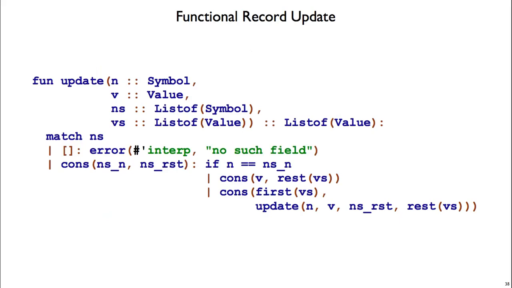Update does a match on the list of names. If the list is empty, that means we haven't found the symbol N on the inside, so we raise an error. There's no such field. If the two symbols are equal, then we can return our new value and then the remaining values from the record. And if they're not equal, then we keep the first value in the list V's, and then we call update recursively, searching through the rest of the lists. And with that, we finished our interpreter for Mo with functional records.